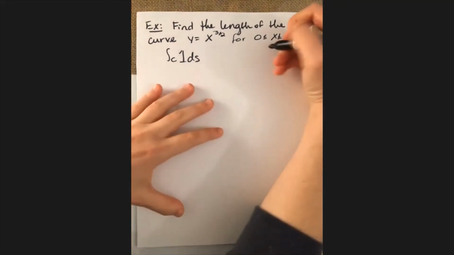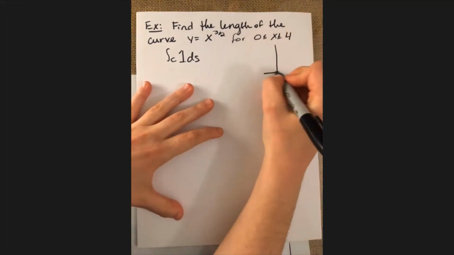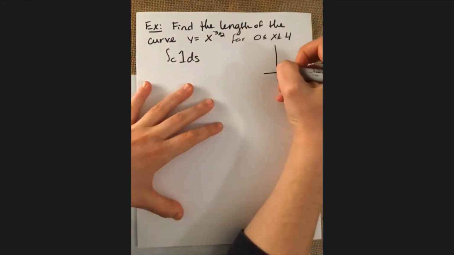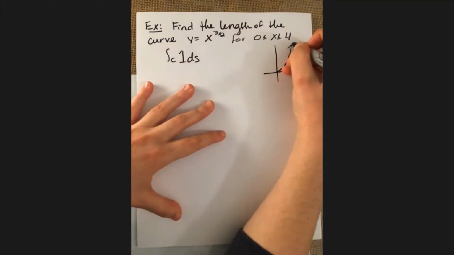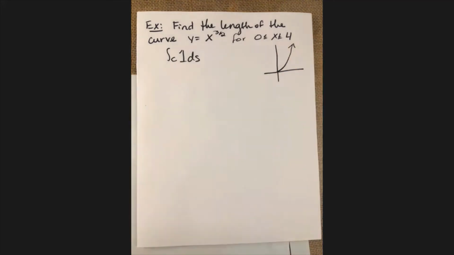This particular curve looks kind of like an x squared, x cubed type function. The way I've drawn it, it looks like x squared, but it's kind of like a really flat x squared.